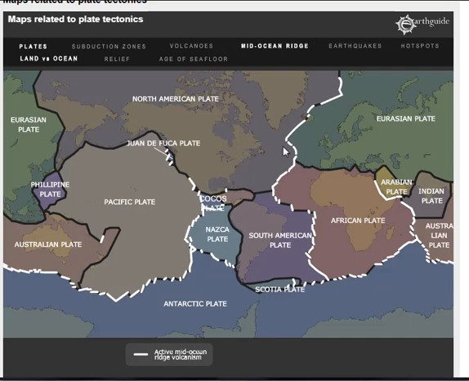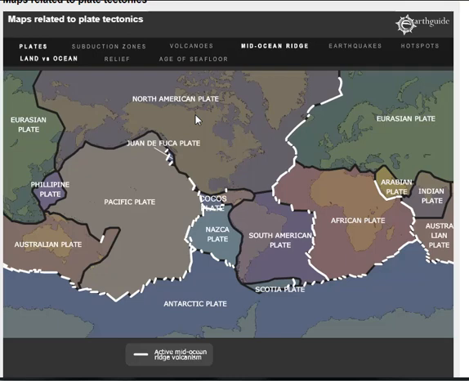And what is the name of the plate that is east? Okay, so this is east. The name of the plate that is east of the North American plate is the Eurasian plate. So these two plates are moving in different directions. The Eurasian plate is moving to the right, and the North American plate is moving to the left.